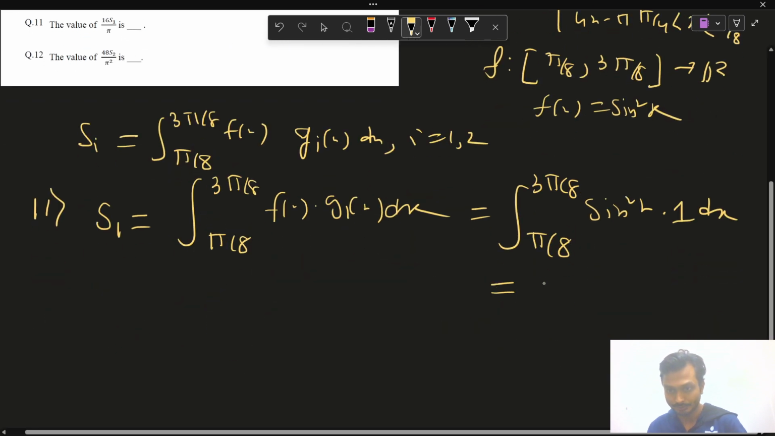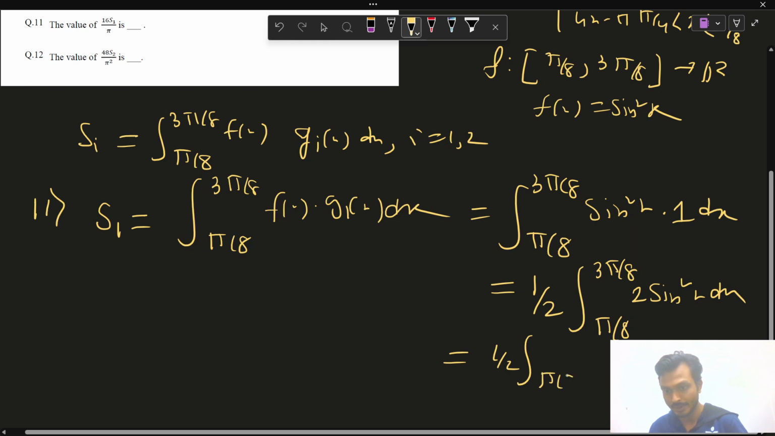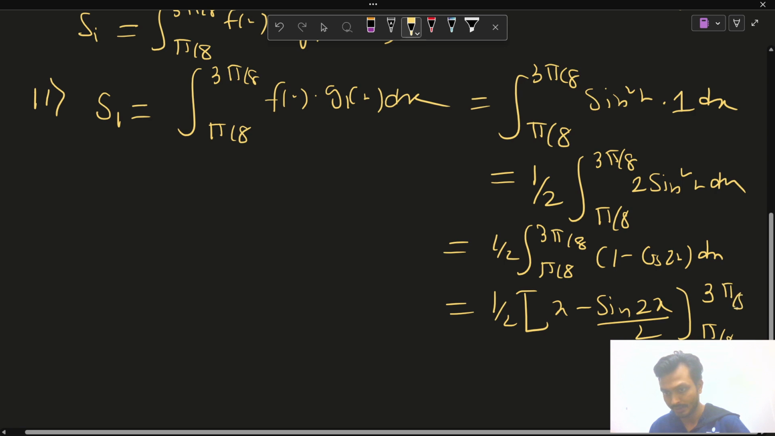Now we can multiply and divide by 2. So this is the integral from pi by 8 to 3 pi by 8, and since we are multiplying by 2, this will be 2 sine square x dx. So this equals 1 by 2 times the integral from pi by 8 to 3 pi by 8 of 1 minus cos 2x dx. So this equals 1 by 2 into x minus sine 2x by 2, from pi by 8 to 3 pi by 8.